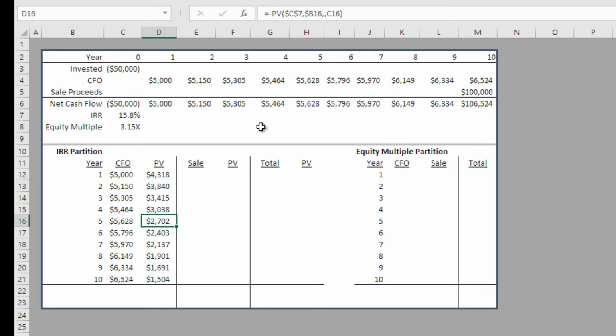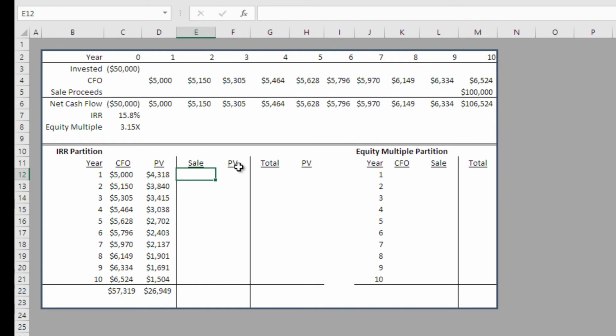Next, we're going to sum, alt equal sign. That's going to sum up that column. And now we have the present value of this cash flow stream throughout the term. That's 26,000. So I can already see that the proportion of this IRR, more than 50% of it, is coming from my cash flow stream, because this is more than 50% of the amount that we initially invested. Next, I'm going to do the exact same exercise, but for my sale proceeds.